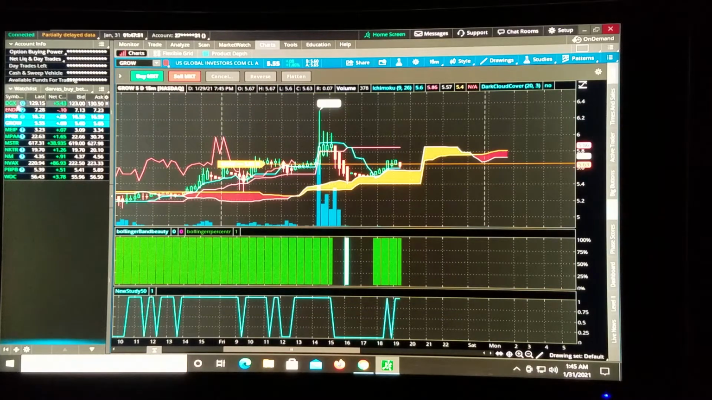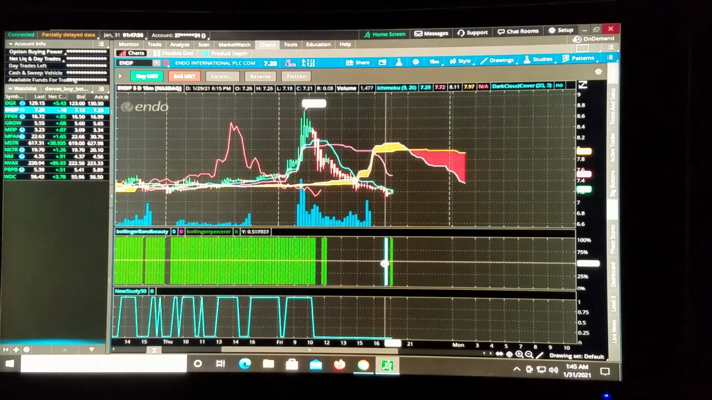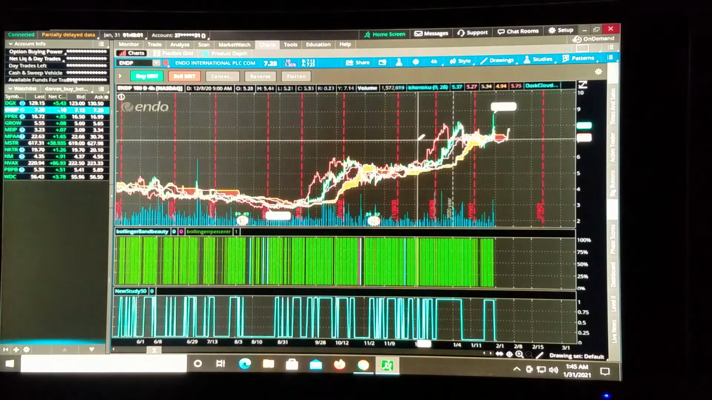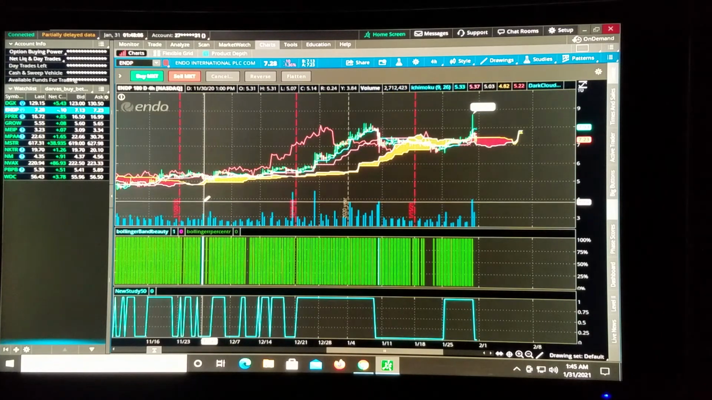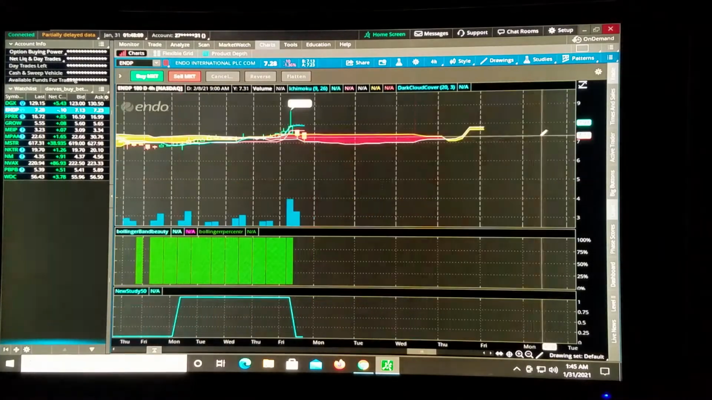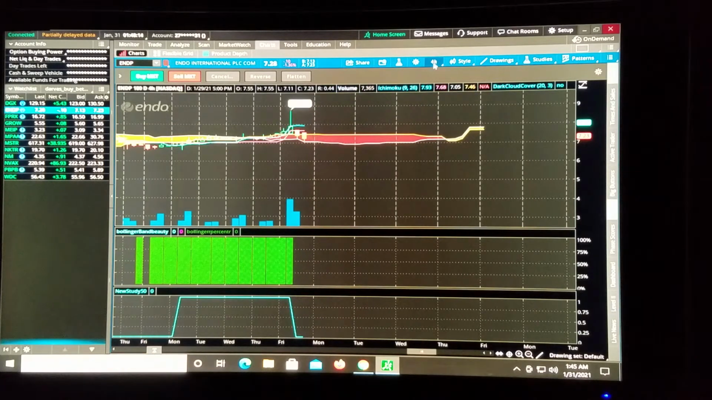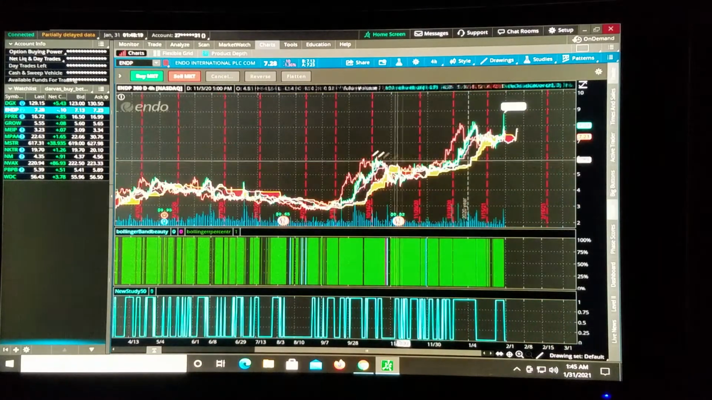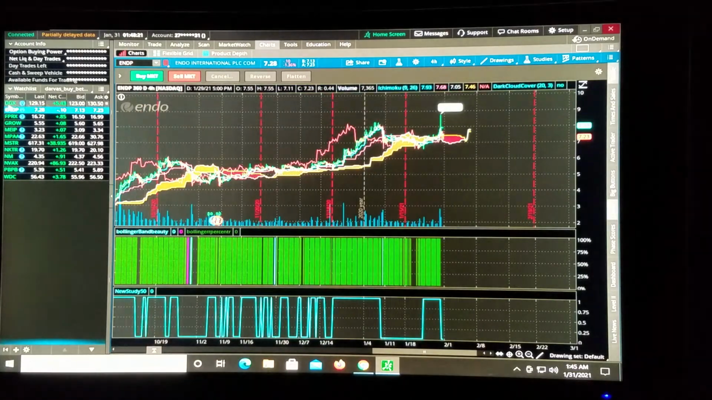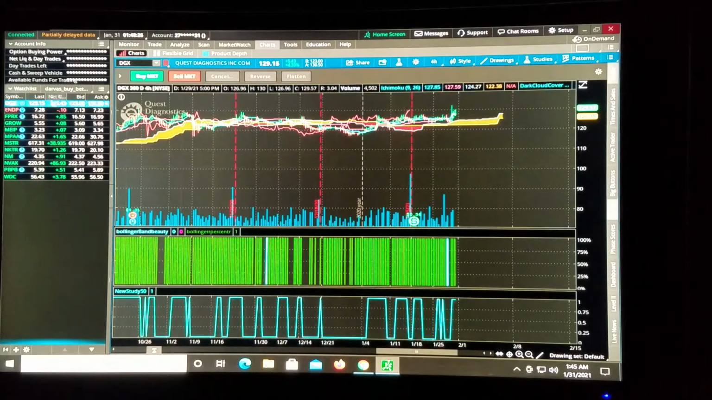All right. And we've got ENDP, which is on a big pullback with a nice blue bar showing here. That's a wonderful signal. Let's see what we've got on the 4 hour. Okay, so that might have been our signal, but here we go, pulling back. Not really looking the greatest. Not really looking the greatest at all. Overextended.